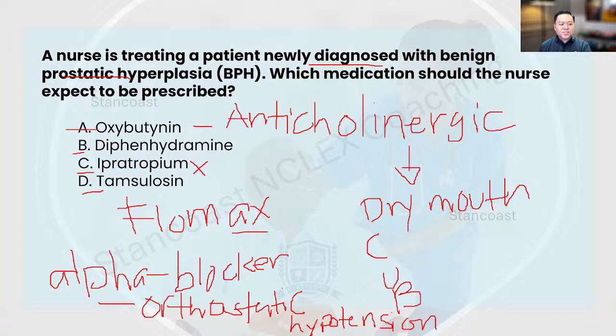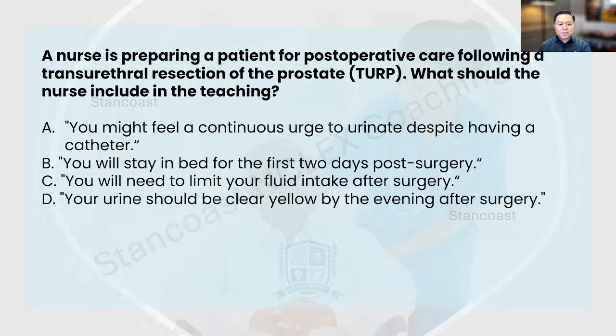Okay, so let's move on to the next question. A nurse is preparing a patient for post-op care following a transurethral resection of the prostate, which is the TURP. What should the nurse include in the teaching? Again, a nurse is preparing a patient for post-op care following transurethral resection of the prostate. What should the nurse include in the teaching?